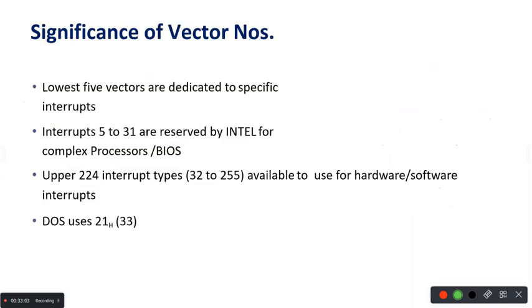What is a vector number? I told you already about the vector number. You have interrupt 0, 1, 2, 3, 4, 5, 6, 7, 8 till 255. So you have only 256 possible interrupts. Then definitely these numbers are very important.